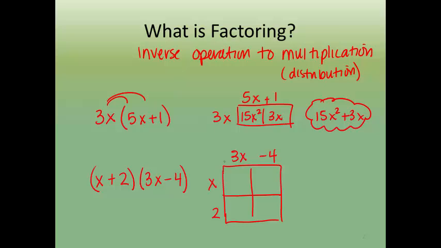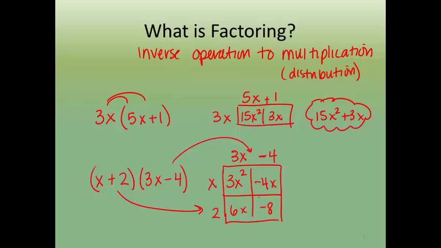It does not matter which ones you put on the top and which ones you put on the bottom, so I took the binomial over here and put it there and the binomial up here. It is important that you include the negative sign. So now I multiply 3x times x and get 3x squared. x times negative 4 is negative 4x. 3x times 2 is 6x, and 2 times negative 4 is negative 8. The nice thing about this is everything is organized and I never miss a term because every one of those squares has to be filled in.